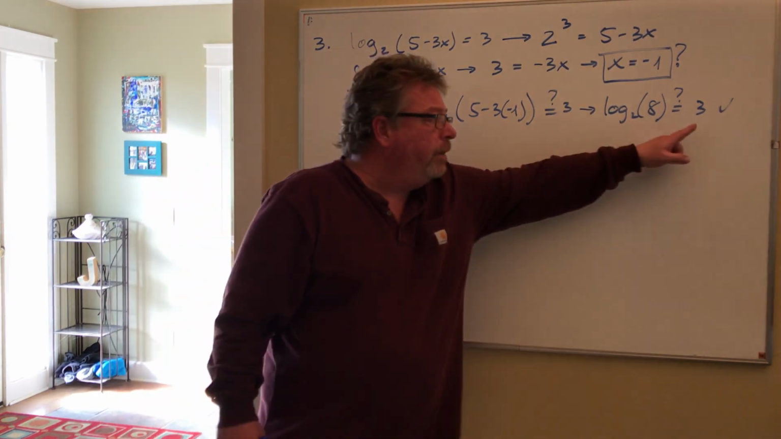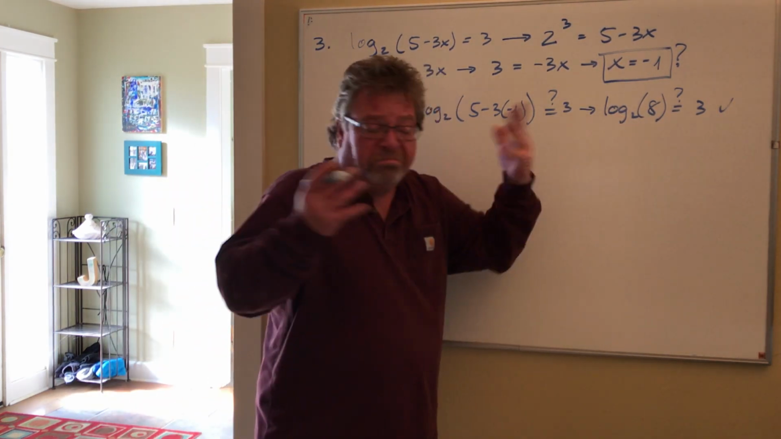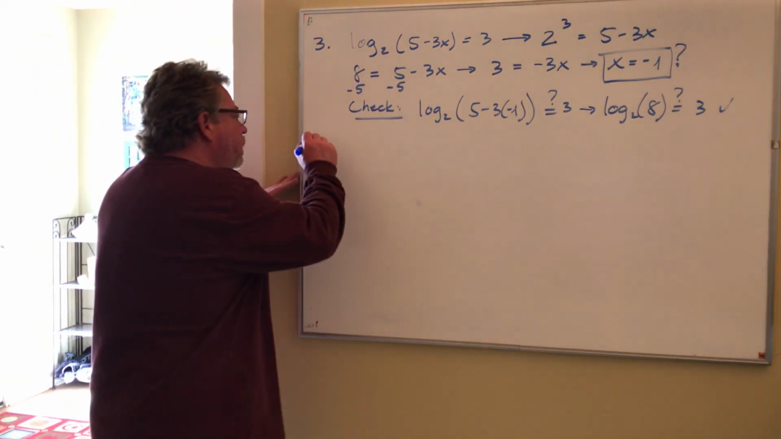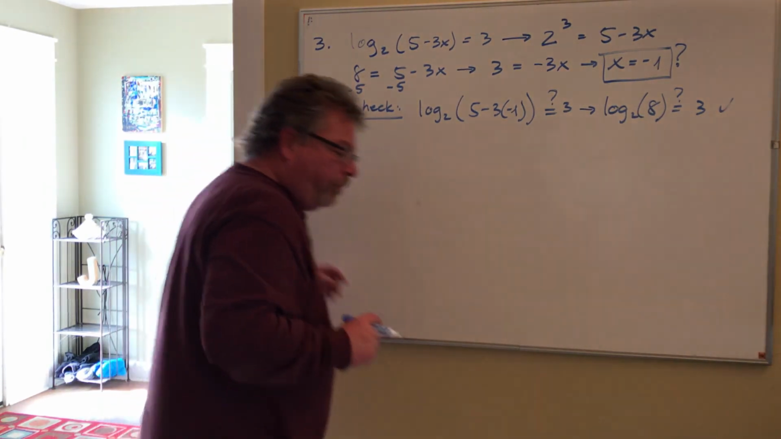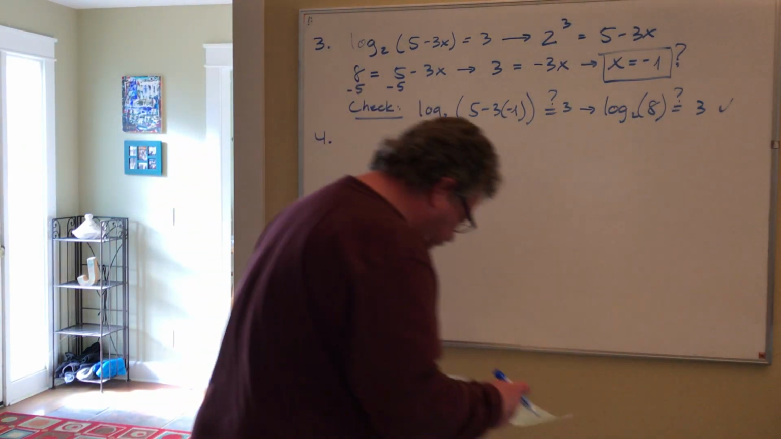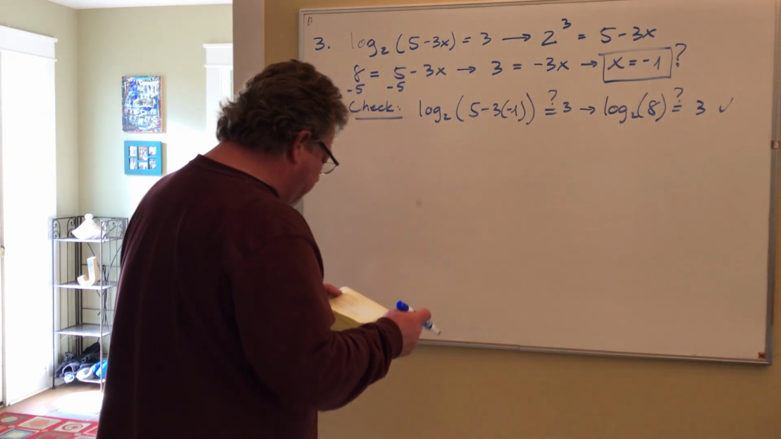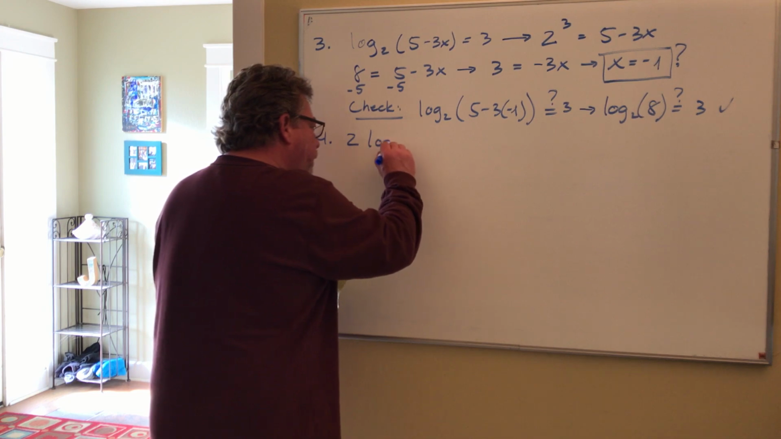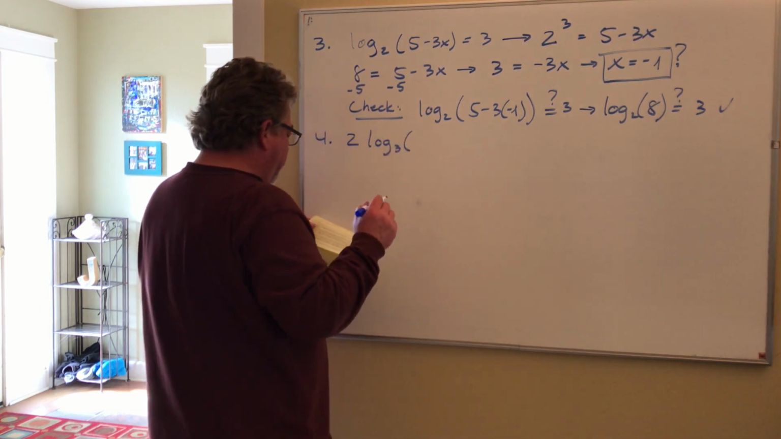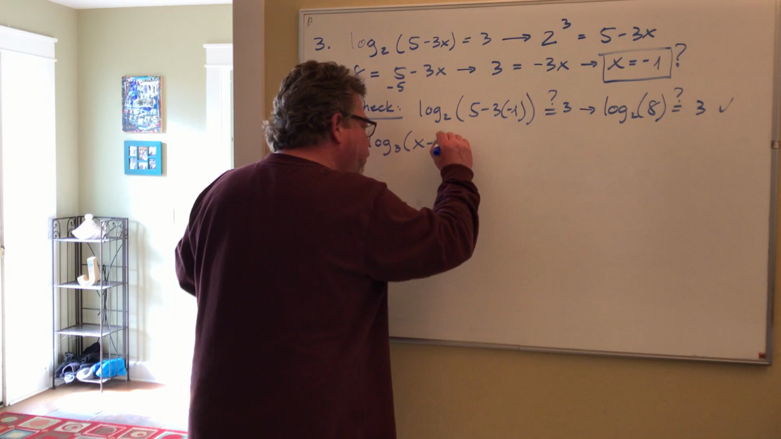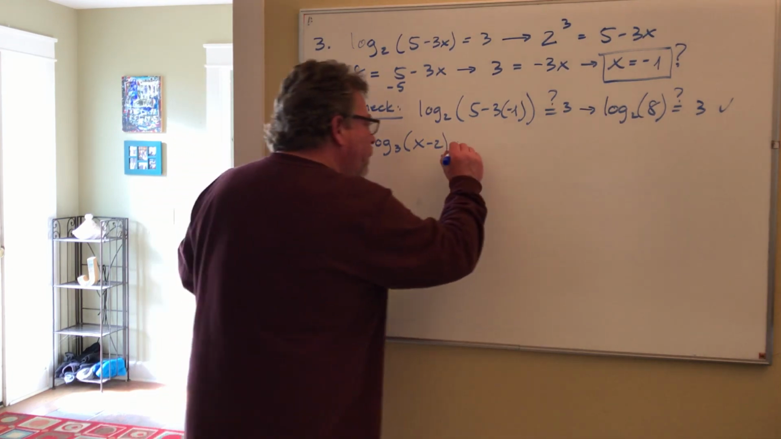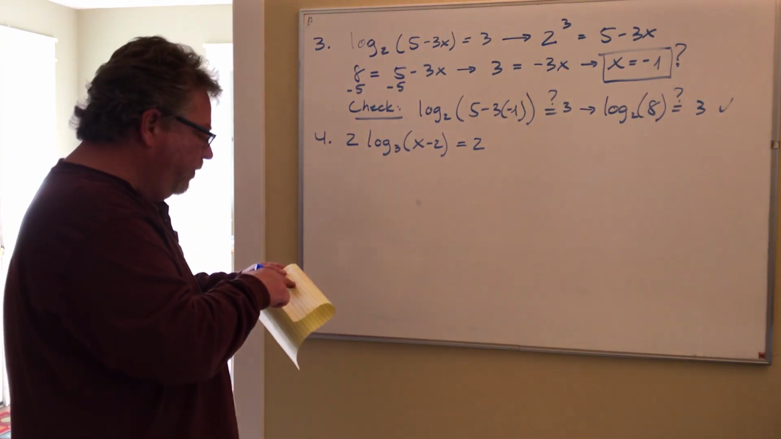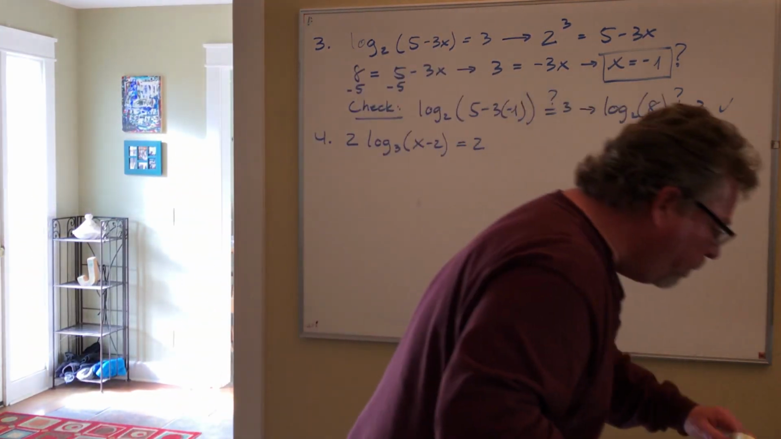Now, if this check didn't work out, then we would conclude that this equation has no solution. All right, here we go. Let's go into this next one. So this next one, let's take 2 times the logarithm base 3 of x minus 2 is equal to 2. So 2 times the log base 3 of x minus 2 is equal to 2.